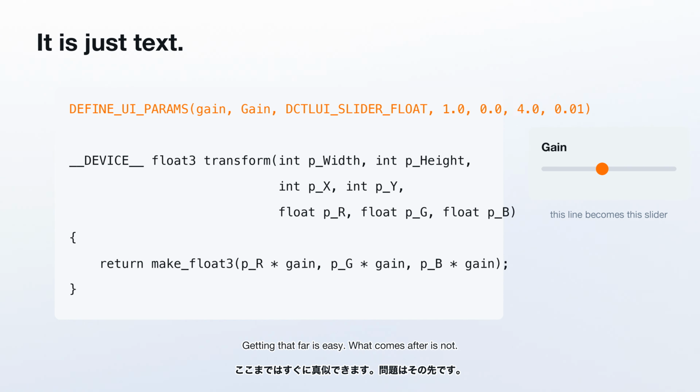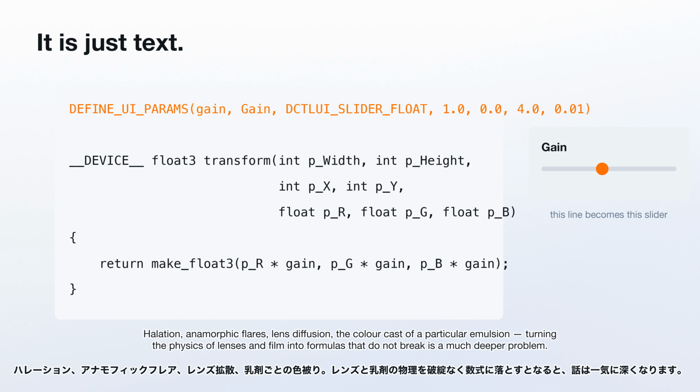Getting that far is easy. What comes after is not. Halation, anamorphic flares, lens diffusion, the color cast of a particular emulsion. Turning the physics of lenses and film into formulas that do not break is a much deeper problem.